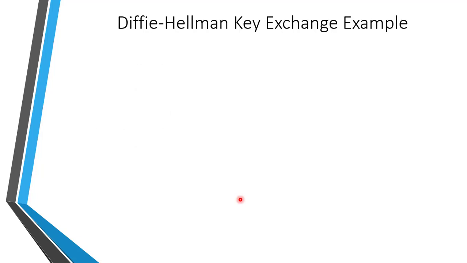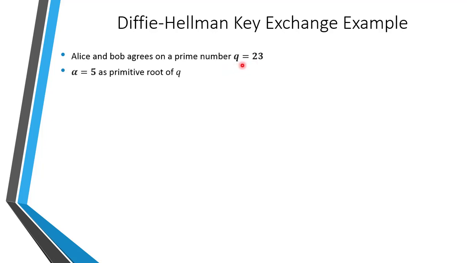Next, we will see one example of the Diffie-Hellman key exchange algorithm. So Alice and Bob agree on a prime number, that is the global public element Q equal to 23. Now we have to find the primitive root of 23. So suppose the primitive root of Q is alpha equal to 5. We have taken 5 as the primitive root of Q because powers of alpha mod Q give us results from 1 to 22. So here alpha is a primitive root of 23.